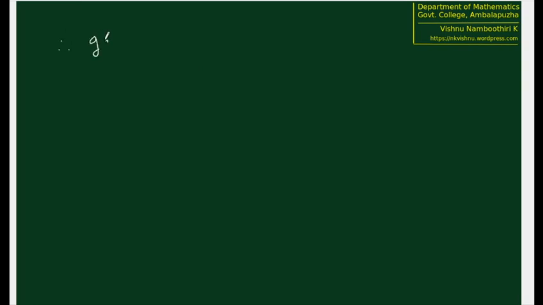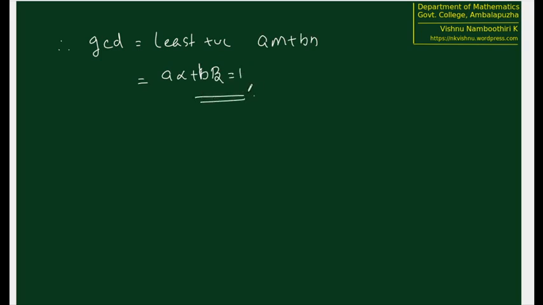Therefore, GCD equal to least positive Am plus Bn equal to A alpha plus B beta equal to 1. So relatively prime means A alpha plus B beta is equal to 1 for some alpha, beta. And A alpha plus B beta is equal to 1 for some alpha, beta means that A and B are relatively prime. So this is another consequence of not exactly Bezout identity, but the proof of Bezout identity that we saw in the last session.